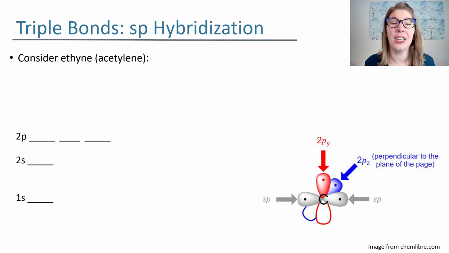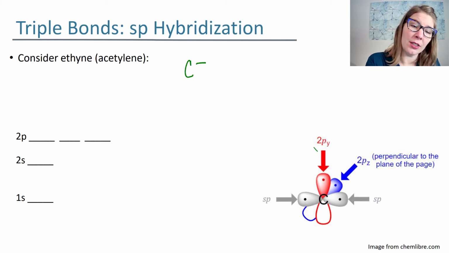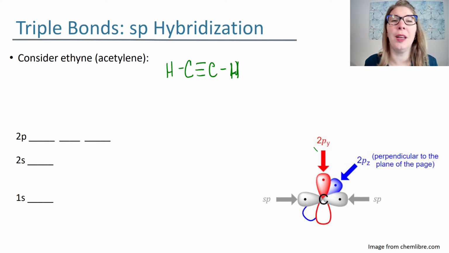Now let's transition into triple bonds. For triple bonds, that's where we experience sp hybridization. Ethine looks like this. In ethine, now your carbon has two electron groups around it. So your two electron groups for carbon are going to need two equivalent locations to live. You need to hybridize two orbitals.